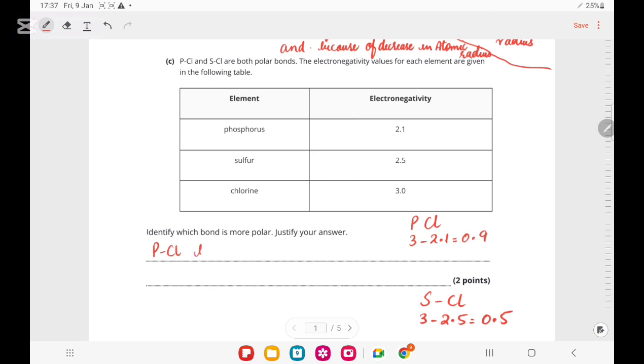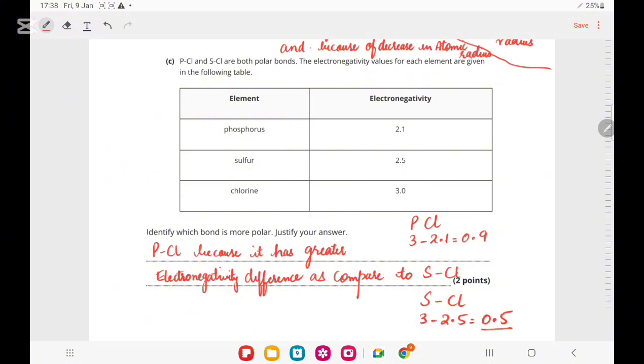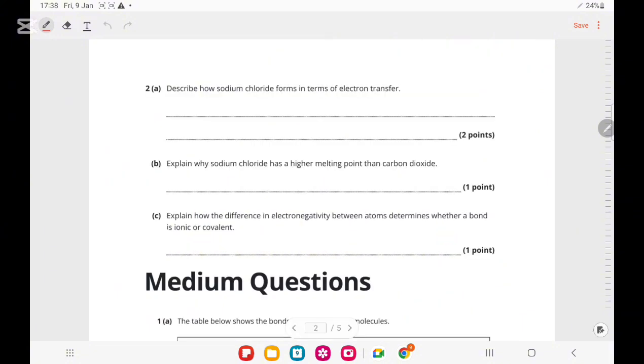Why? Because it has greater electronegativity difference as compared to S-Cl, which has less electronegativity difference.